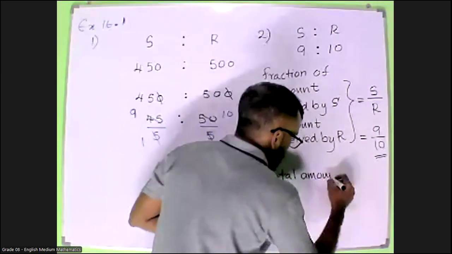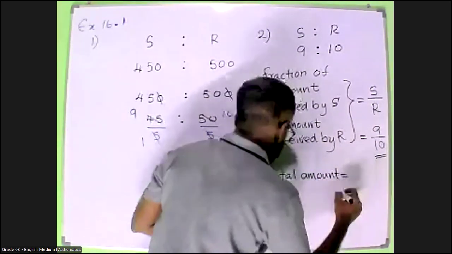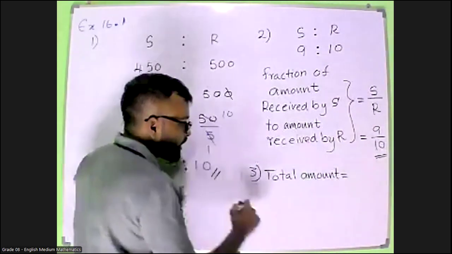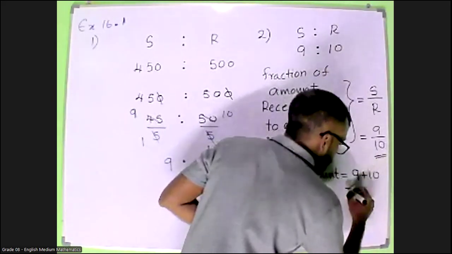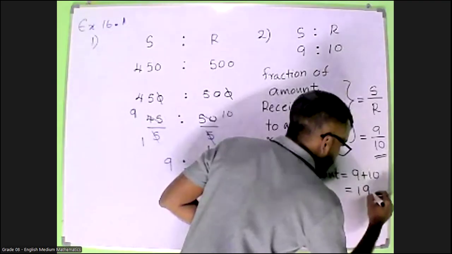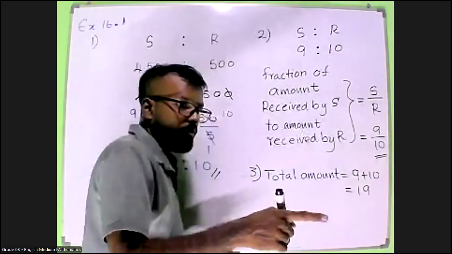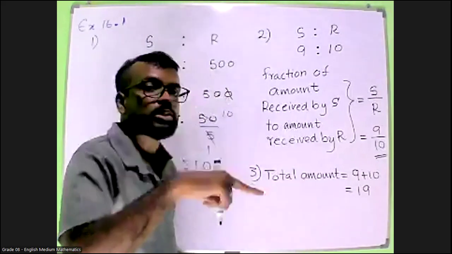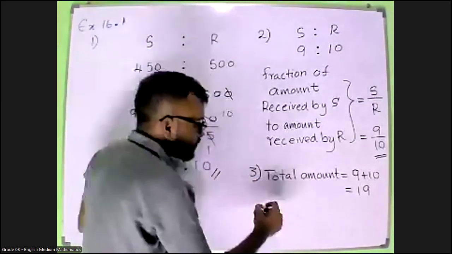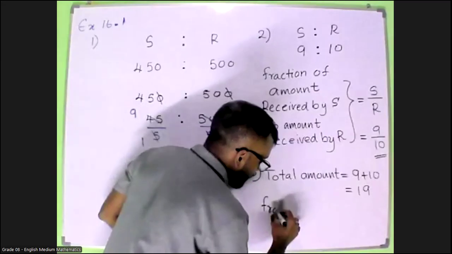Total amount equals 9 plus 10. We have to add the ratio. It will give you 90. Now it is asking what is the fraction of total amount that Rahim received. Right? Fraction of Rahim. I will write like this.